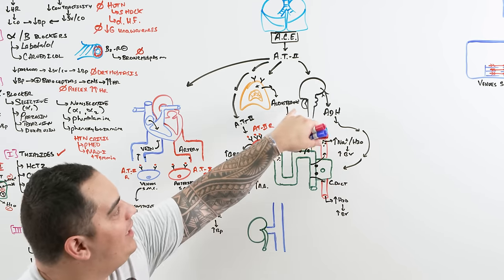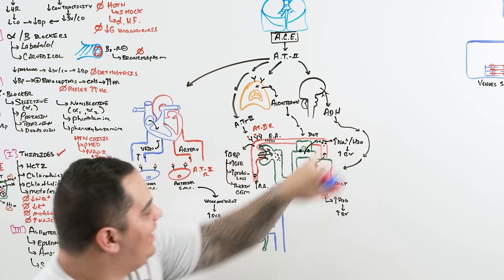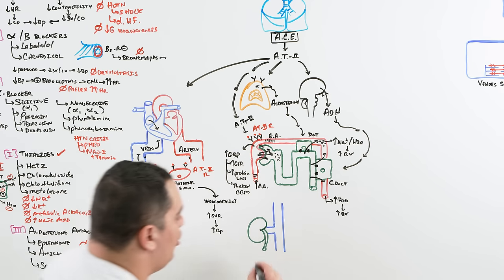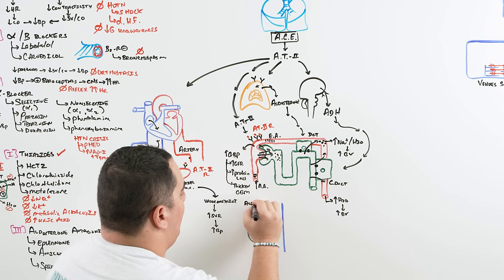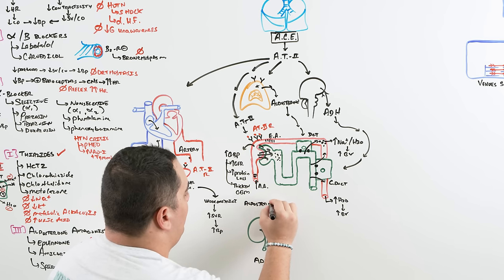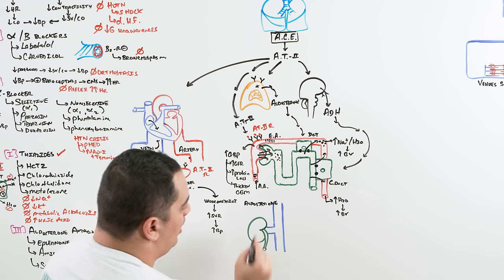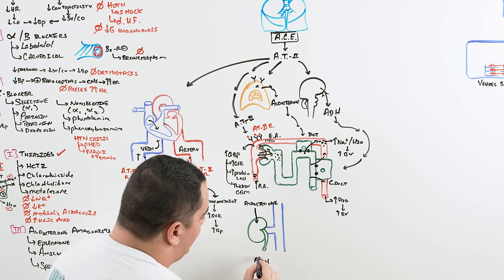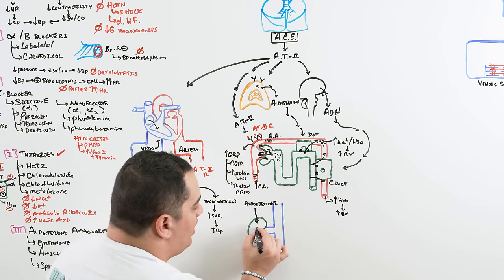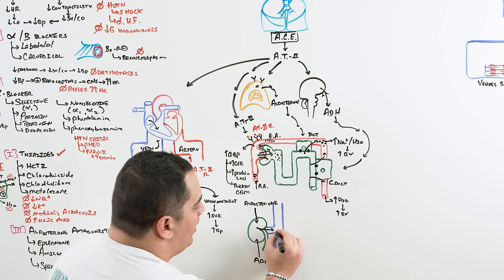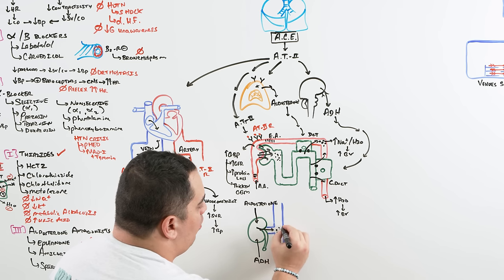So with the combination of aldosterone and ADH, you're seeing a really interesting combo here. You're seeing that they're working on the kidneys to retain sodium and water. And so because of that, they're going to do what? They're going to pull more sodium and water into the bloodstream.